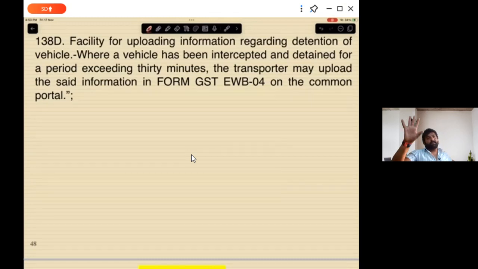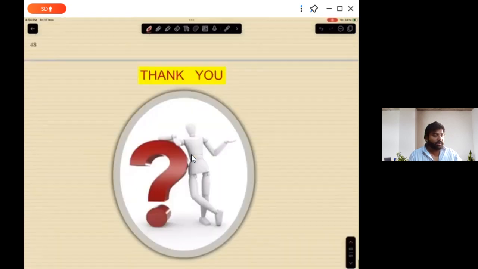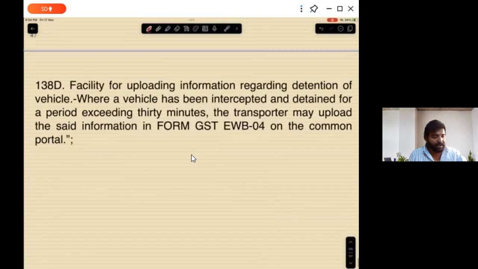I have shown my e-way bill, and still the officer is keeping your vehicle stopped to take money, you have an option to complain. There's a complaint mechanism where you can complain if the officer is intercepting you without any reason. There's a form called EWB04. If he is intercepting for more than 30 minutes without any reason, you can complain about that officer. That is regarding the e-way bill.